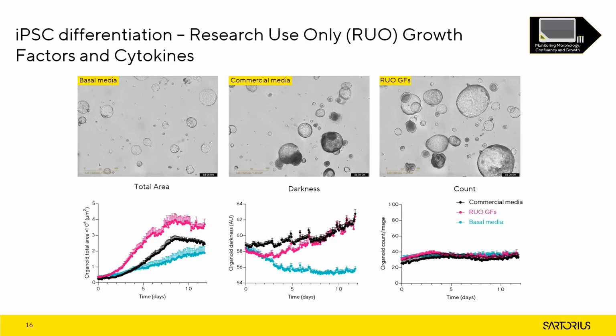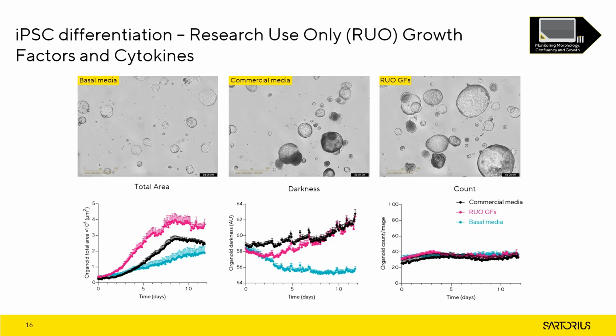Using the research use-only growth factors and cytokines in the Sartorius portfolio, iPSC-derived hepatic organoid growth was analysed using the IncuSight, as you can see on this slide. Organoids were grown in commercially available hepatic organoid media and an internally developed hepatic organoid media supplemented with RUO growth factors and cytokines, in addition to a basal medium without RUO supplementation.